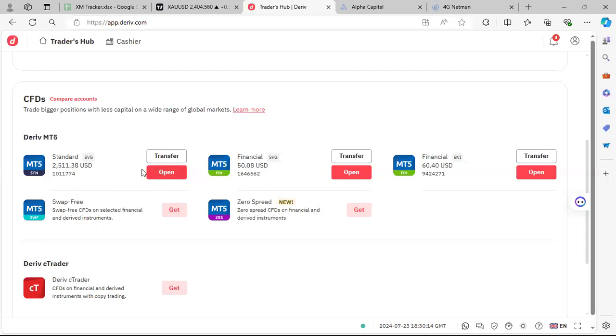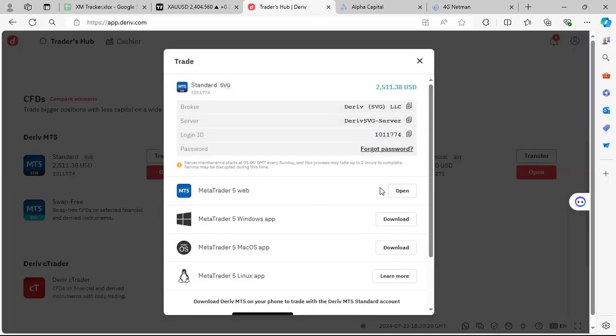In my case, I already have a standard account with 2.5 USD in it. Then I will click open. This is the one where you'll find those derived instruments. This is my server, Deriv SVG, and then Deriv, that's the broker, the server, then the ID. I'll copy the ID.